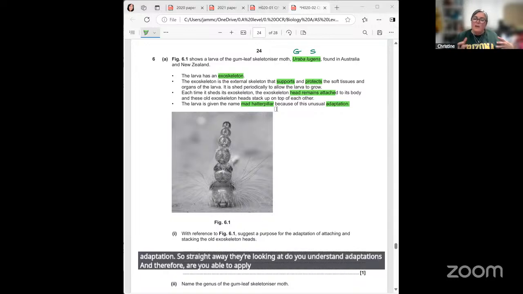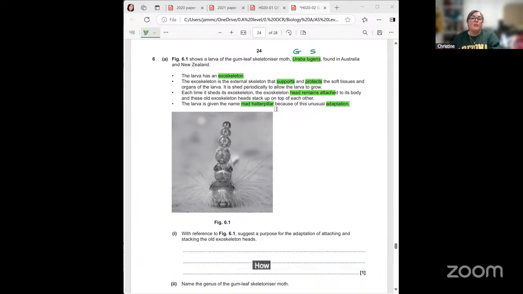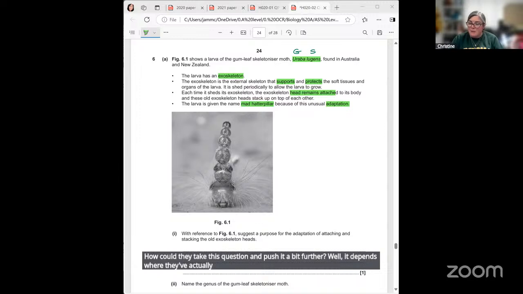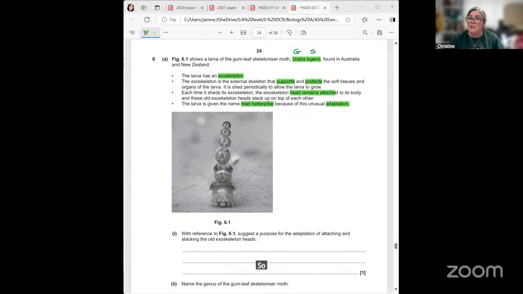So again, if you are a year 13 student, although this is an AS paper, how could they take this question and push it a bit further? Well, it depends where they've actually gone in the direction of the paper, but it could be that they're looking at you talking about how natural selection has resulted in this, and this one being different to another one that was potentially isolated. So then looking at speciation.